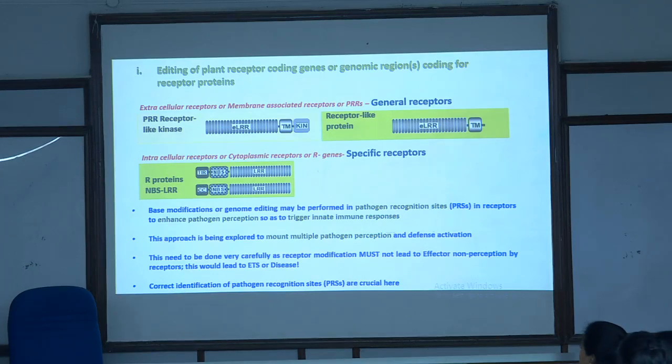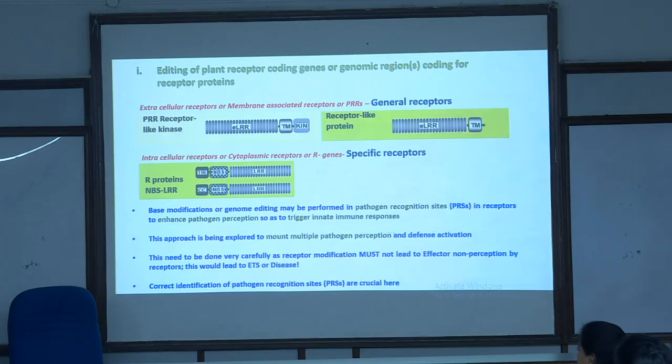So what Bartoli really highlighted here was that you can bring specific base modifications. That's the reality in genome editing. So in the process, it would enhance the perception. Remember, enhancing the perception would always lead to immunity. It may be PTI or it may be ETI, right? So if perception is not happening, it might lead to susceptibility.